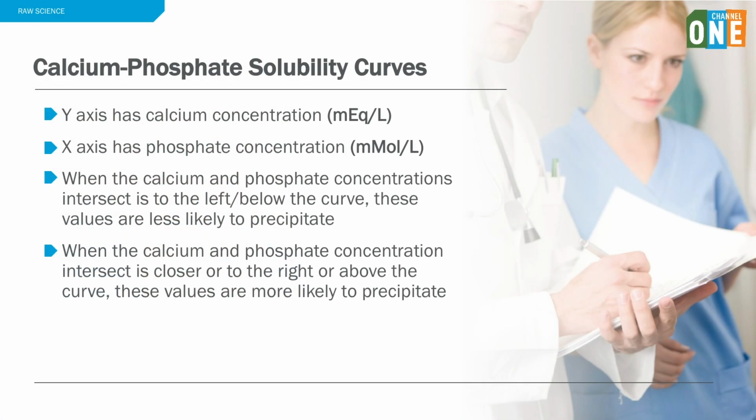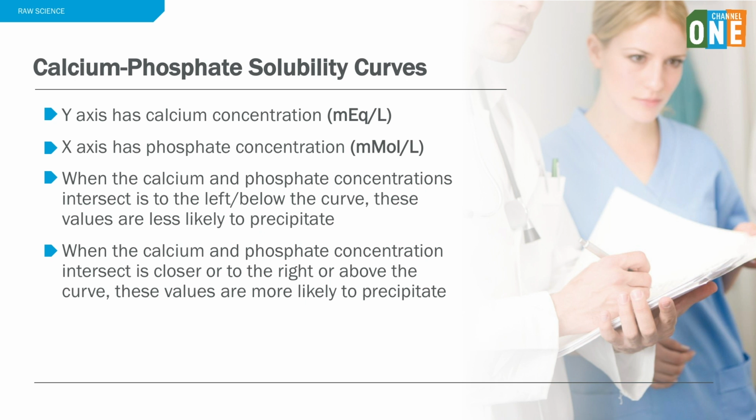A little bit more about calcium phosphate solubility curves. Our y-axis has a calcium concentration. Remember, it's in milliequivalents per liter, and the x-axis has a phosphate concentration, which is in millimoles per liter. Calcium and phosphate solubility curves plot the intersection of those specific calcium and phosphate concentrations within a PN solution in conjunction with, like I previously mentioned, a set concentration of amino acid and dextrose.